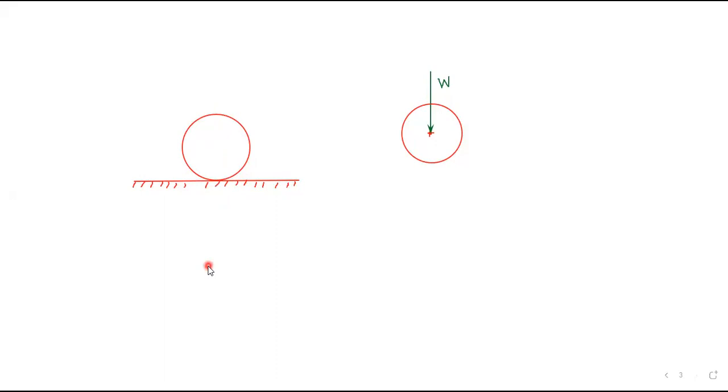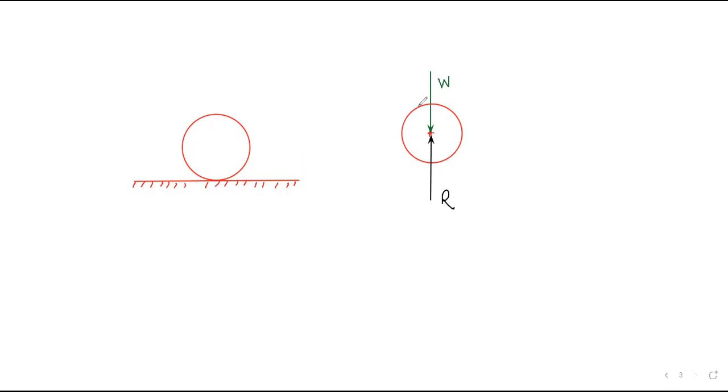So whatever the weight of that sphere, equal and opposite reaction you will get from this floor. Now, how do I show the reaction that we are getting from the floor? See, that reaction will be like this. This is the reaction we are getting from the floor. I will call this reaction R.